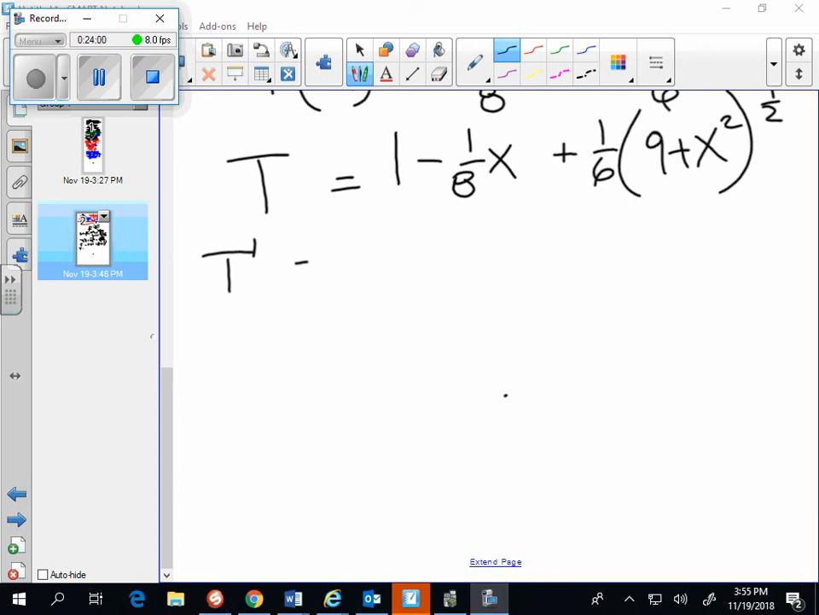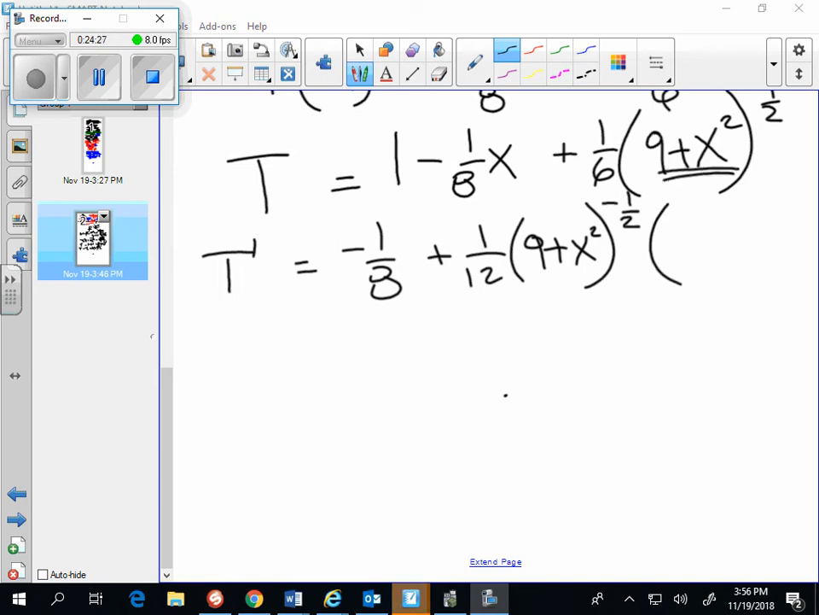So t prime is going to be equal to negative 1/8 because the derivative of 1 is 0, and the derivative of negative 1/8 x is negative 1/8. What about the derivative here? I'll bring down the 1/2. I'll get 1/12, 9 plus x squared to the negative 1/2. Don't forget that negative 1/2. People are still doing that. They're starting the power rule and forgetting to subtract 1. And don't forget chain rule. We need to take the derivative of this inside function, 2x. Okay, so here's t prime.